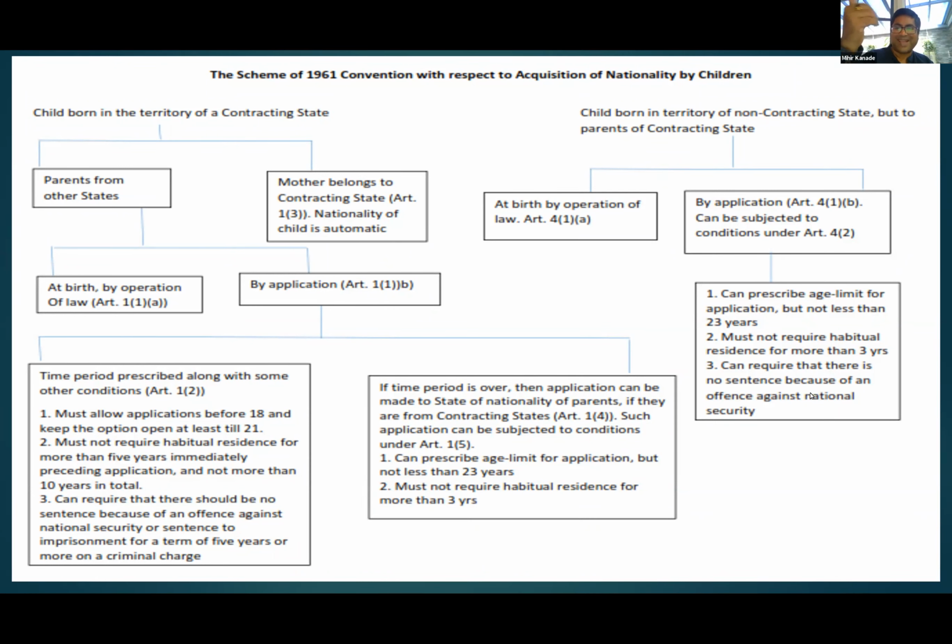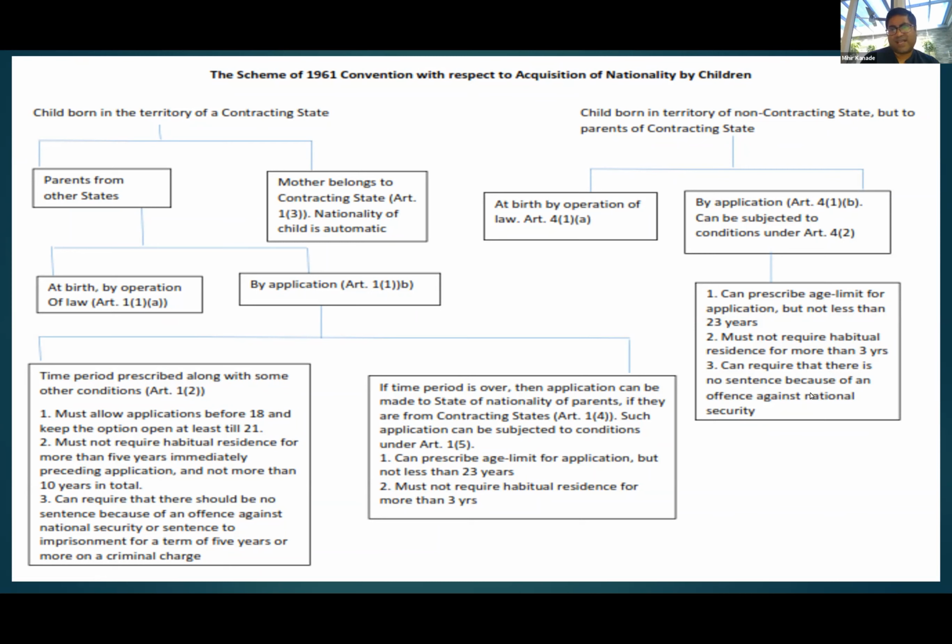And here also the convention says that, well, such countries can also adopt certain conditions. They can have certain requirements. For instance, they can prescribe age limit for application, but not less than 23 years. Again, the idea here is that after the age of 21, they should have at least 2 years to make an application to the country of nationality of the parents. Of course, countries are allowed to have more age limit than just 23 years. They can go up to anything that they want if this scenario is to apply. And countries in such circumstances must not require habitual residence for more than 3 years for the application to be successful. So this is the regime that the 1961 convention stipulates with relation to child born in the territory of a contracting state.